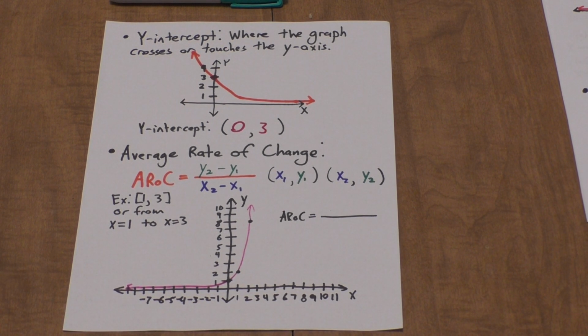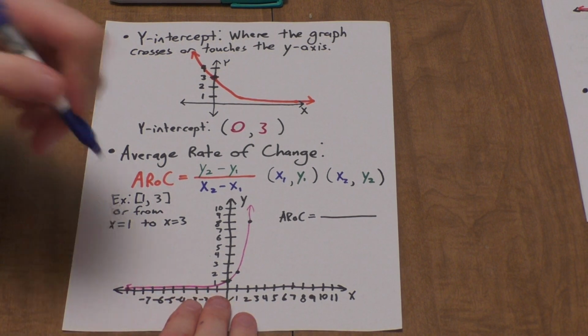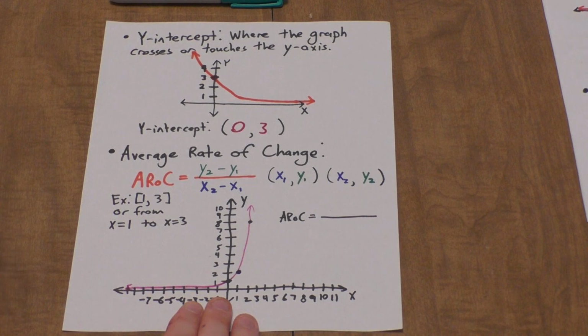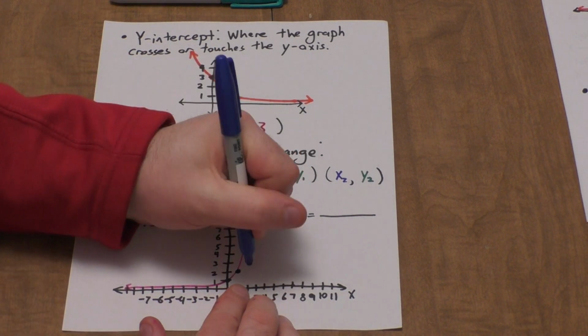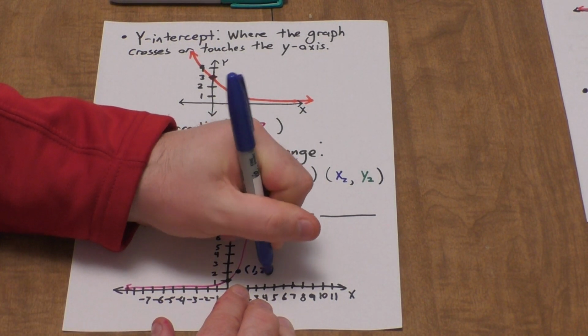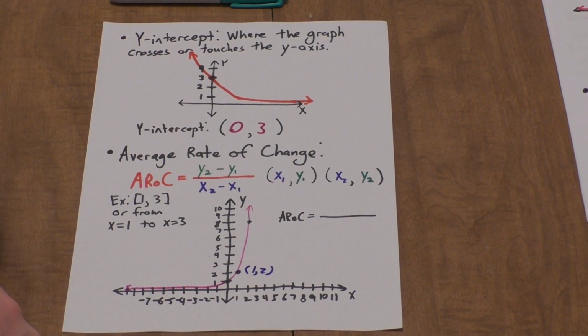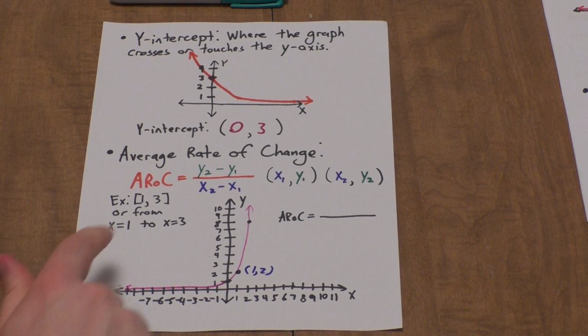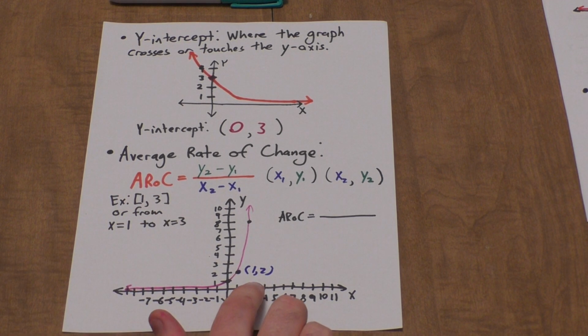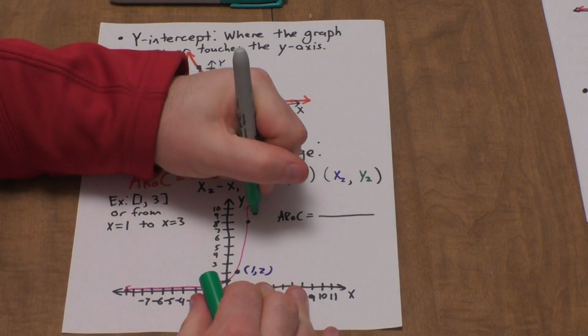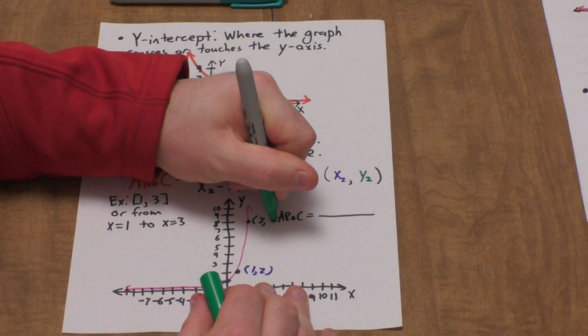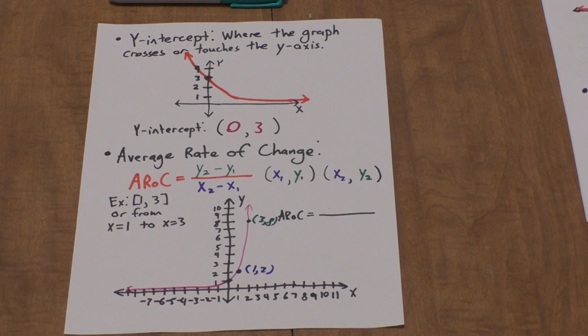So all I'm gonna do first is just label my points at x equals 1 and x equals 3 on this graph. So right here, got a point right there, (1, 2). Okay? And for the second one, for where x is equal to 3, go over here, go up, where x equals 3, y equals 8. Okay? So I'm just going to simply plug these points and values into the formula right here.